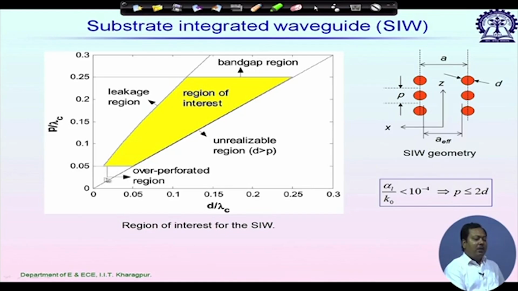Similarly, we defined one lower region. It represents the over perforated region, because if we drill too many vias, it will become fragile. So, it is not mechanically rigid. To avoid that, we are defining one more forbidden region, and as a result you can choose any D and P value to realize your SIW structure. The solution you should take from this yellow part only.